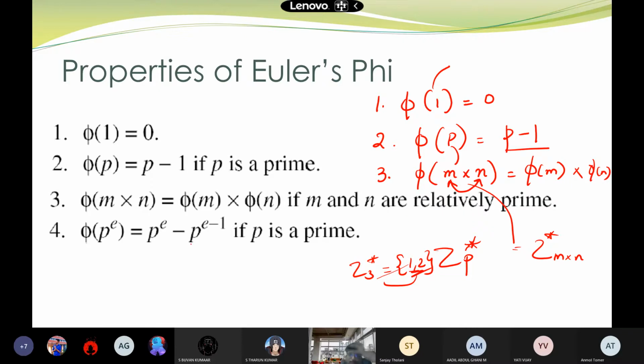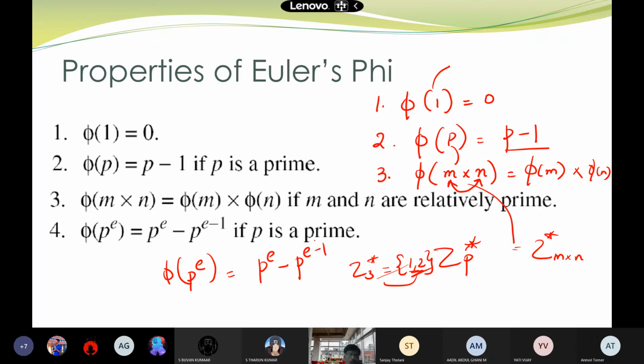And the last property is going to be the ultimate one, because we are dealing with exponents. If you have a prime number P to the power of some exponent E, you want to find the number of elements in the set that are relatively prime to P power E. Where P is a prime, the number of elements in the set can be calculated as P power E minus P power E minus 1. So this is the fourth property.